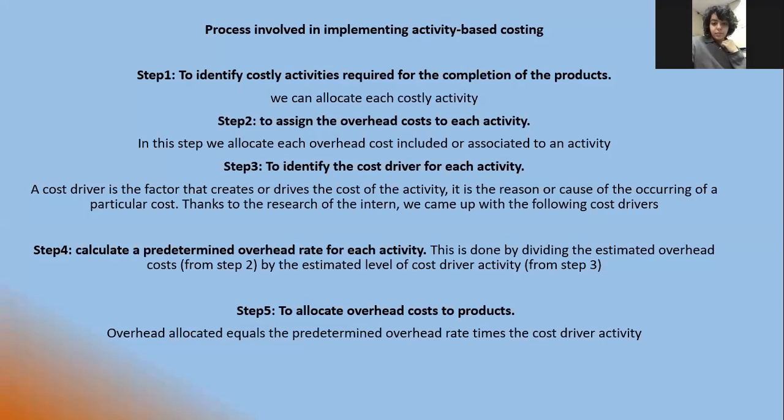And if we move on to the process involved in implementing activity-based costing, we have the steps. Step 1 is to identify costly activities required for the completion of the products. Step 2 is to assign the overhead costs to each activity. Step 3 is to identify the cost driver for each activity. Step 4 is to calculate a predetermined overhead rate for each activity. And the final step is to allocate the overhead costs to products.